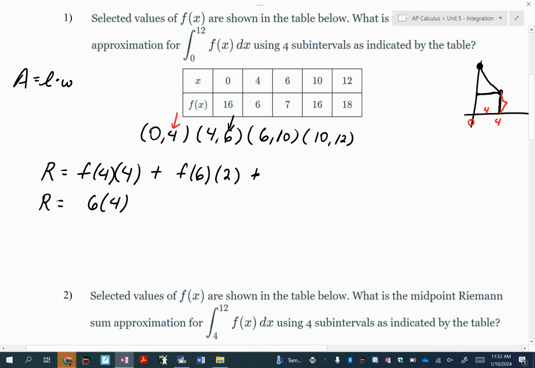Plus, remember to stop me if you have a question. Eduardo and Alan have already asked questions, right? That's great. Keep asking those questions. The next interval is 6 to 10. What is the distance between 6 and 10? That's 4. Remember, I'm using my right Riemann sum, so my right number is 10. So that length is going to be f evaluated at 10.